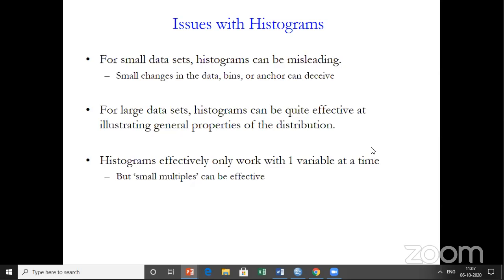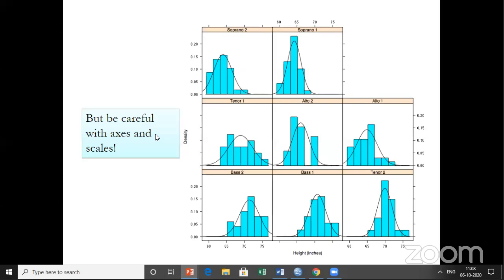But with a larger data set, histograms will be quite effective. And they tell you whether the data you have collected satisfies the normality assumption or not, right? Histograms effectively work with only one variable at a time, but small multiples can be effective. For multiple groups, you have to go for a clustered bar chart. But be careful with axes and scales. So these are the various histogram types I have just shown here.